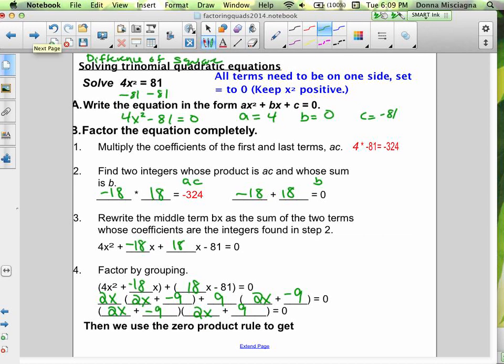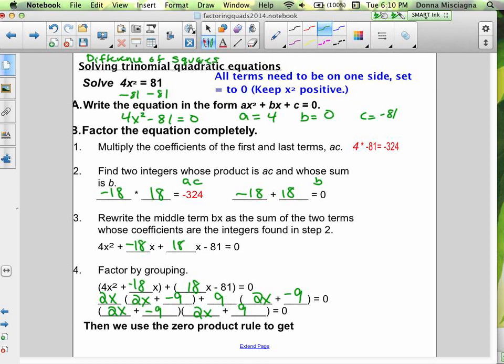All right, so 4x squared, that's a perfect square. And 81's a perfect square. And there's a subtraction sign. I'm going to write that better. Anytime we have a difference of squares, when we factor it, it's always going to be square root plus square root and square root minus square root, right? So just a little helpful hint there. However, factor by grouping always works as well.